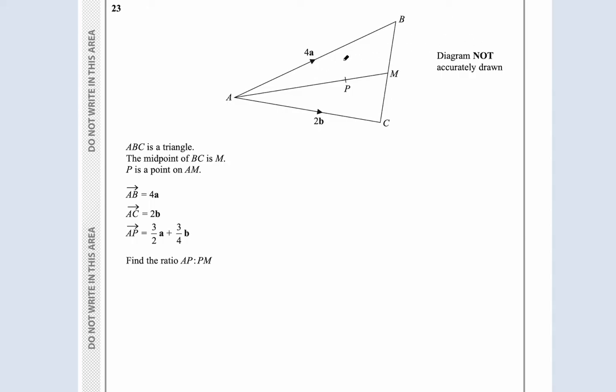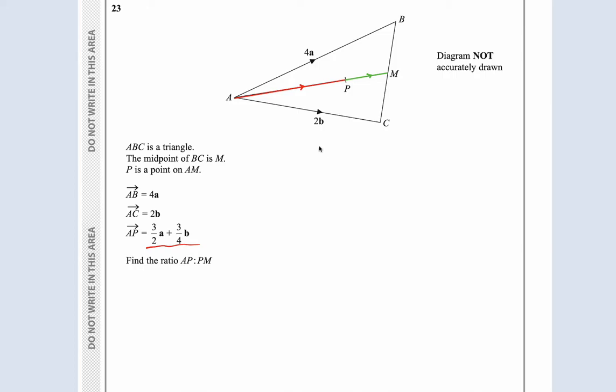Okay, so we're trying to find this ratio. We want to get AP to PM. And actually, I should have put an arrow here. Okay, so I have AP. He's given it to us. So this is AP here. So I just need to find PM.